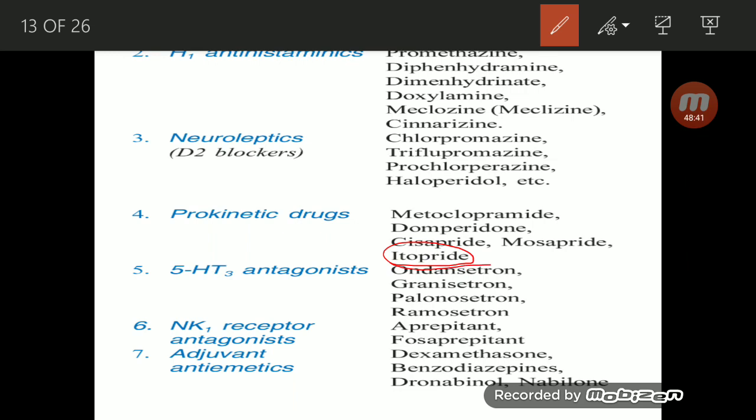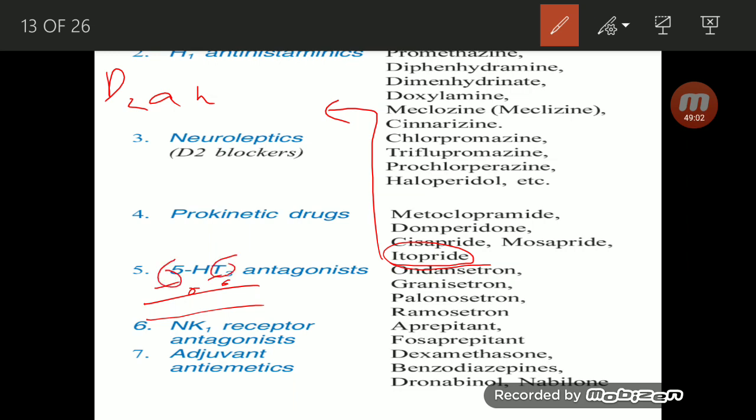Itopride has a different mechanism of action than cisapride as well as mosapride. Itopride's mechanism of action is D2 antagonism. So again, with D2 antagonism, it acts on your GI tract. The D2 receptor is inhibitory in nature, so blocking it generally increases motility. Second, it is also an anticholinesterase.